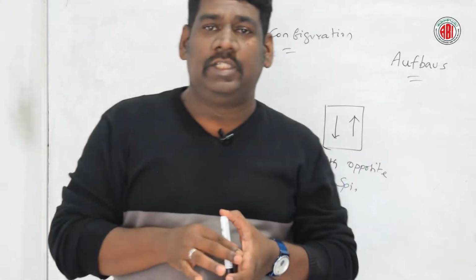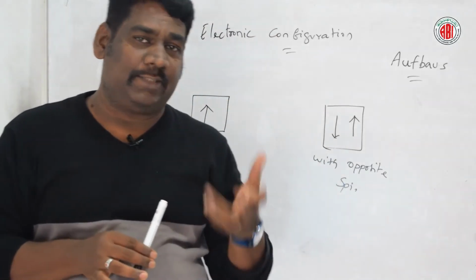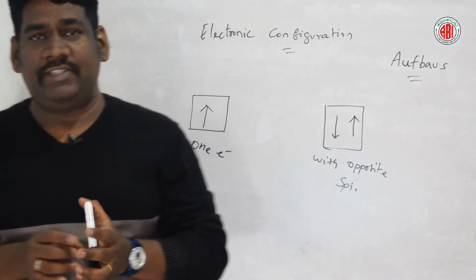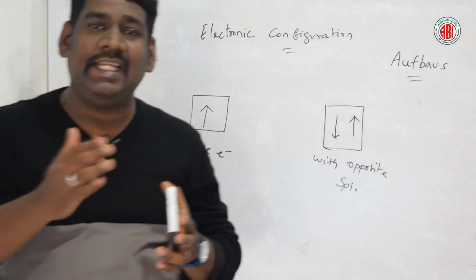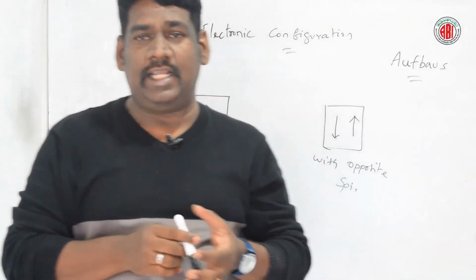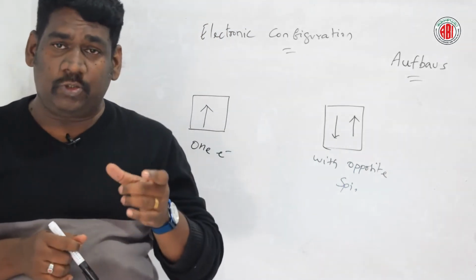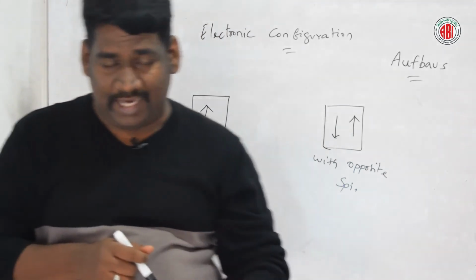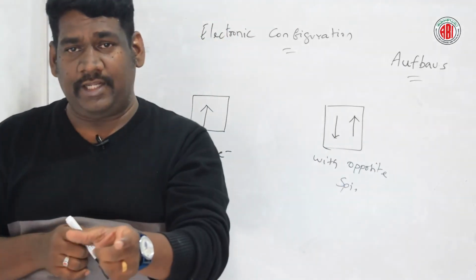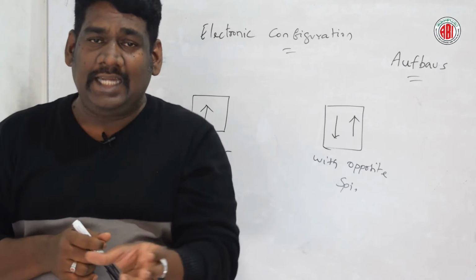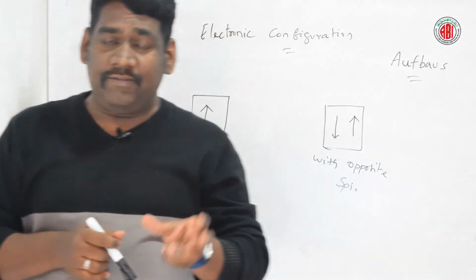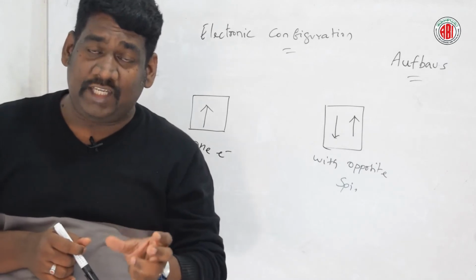Based on this Aufbau principle, what is it explaining? In the ground state of an atom, the orbitals are filled in order of their increasing energy. In other words, the electrons should first occupy the lower energy orbital available to them, and they can enter the higher energy orbital only after the lower energy orbitals are filled.